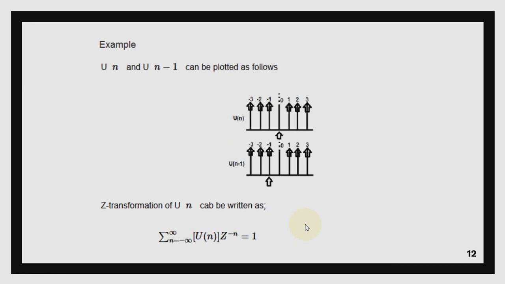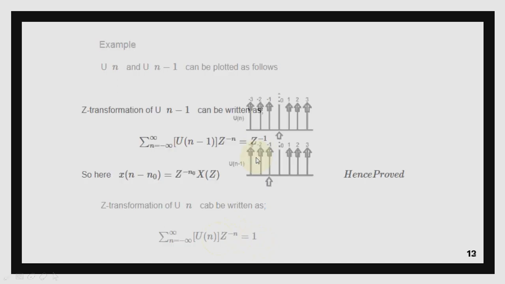Let us take one example, u of n and u of minus n minus 1. So this is u of n and u of n minus 1. The Z transform of u of n can be written as summation from minus infinity to infinity of u of n z raised to minus n, which is equal to 1, because it is a unit step function.